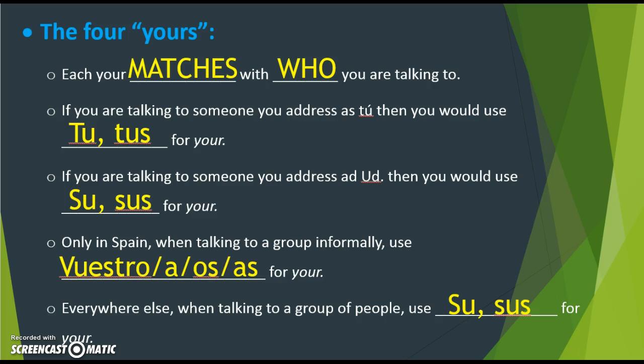You may have noticed from the previous chart that the word your shows up 4 times. You just have to know who you are talking to or about. If you're talking to someone who you address as tú, then you would use tu or tus. If you're talking about usted, then you'd use su or sus. In Spain, you would use vuestro if you're talking about you all, your all, which we don't really use in English. Or likewise, if we're in another Spanish-speaking country, instead of vosotros, we'll use ustedes, which is the equivalent of your in English, su or sus.